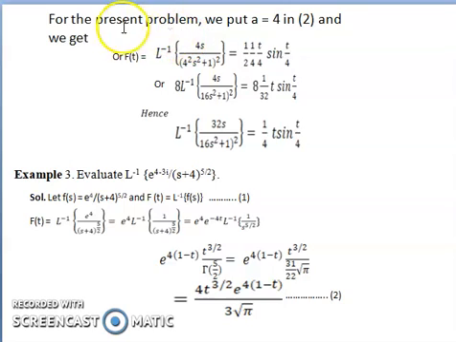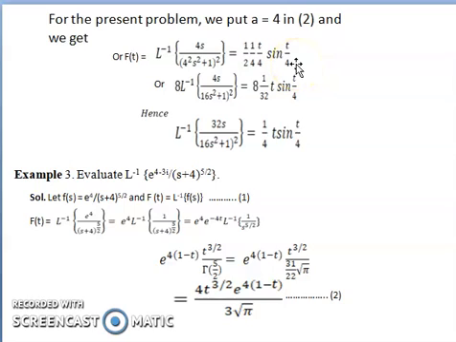Now from the present problem, here we put a equal to 4 in equation 2. So we get f(t) equal to L inverse of 4s divided by (s square times 4 square plus 1) whole square. It becomes 1 by 2 times 1 by 4 t by 4 sine of t by 4.